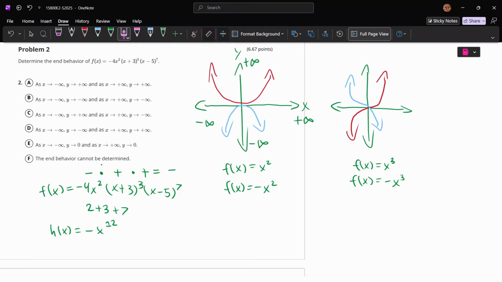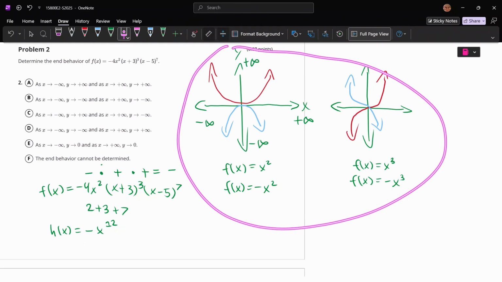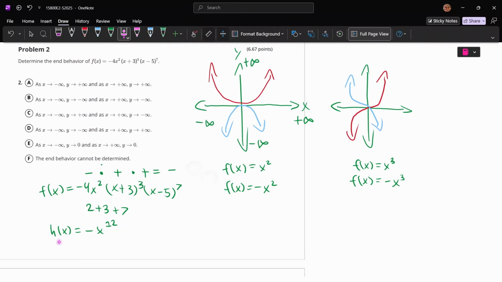And so going back to the rules that I've established over here, we can use this information to conclude that this function is going to behave like this case, because we have an even power and it's negative. So with that in mind, what that tells us is that as x approaches positive infinity, the line for this function is going to continue progressing downwards in this direction, and then as x approaches negative infinity, it's also going to trend downwards like this.